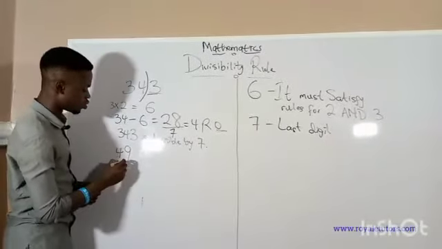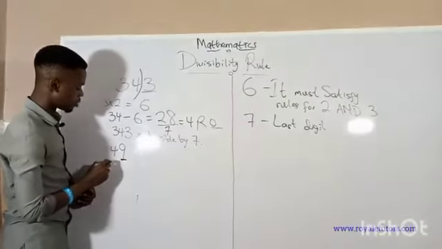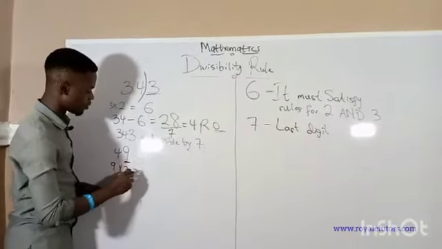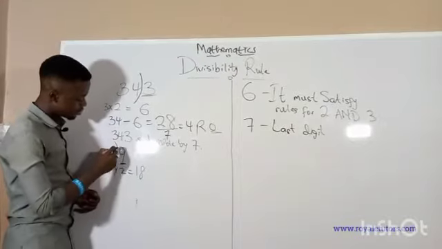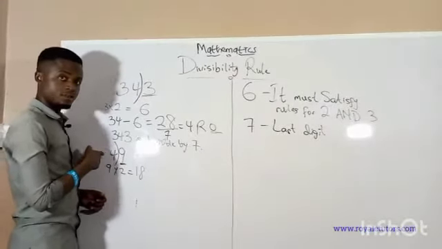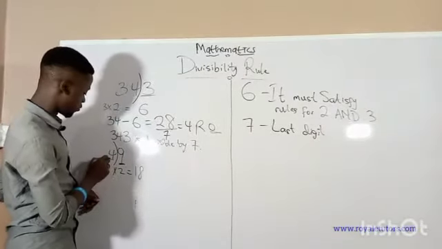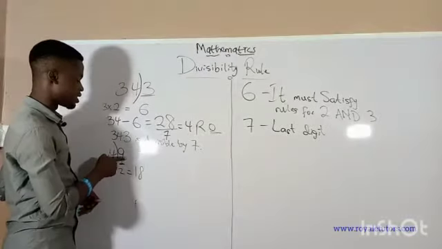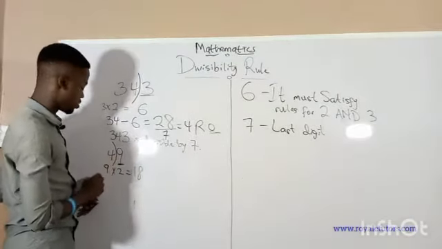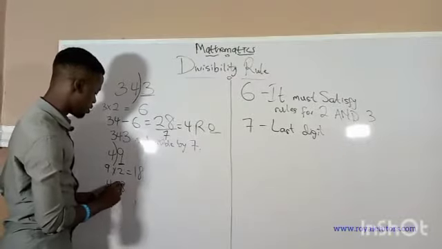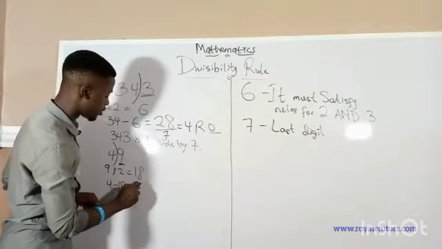The first thing to do is to double the last digit. If you multiply the last digit by 2, we have 18. And then the number formed by the remaining digits, which is 4. You subtract the multiplication from it. So that will be 4 minus 18. If you do 4 minus 18, you have minus 14.